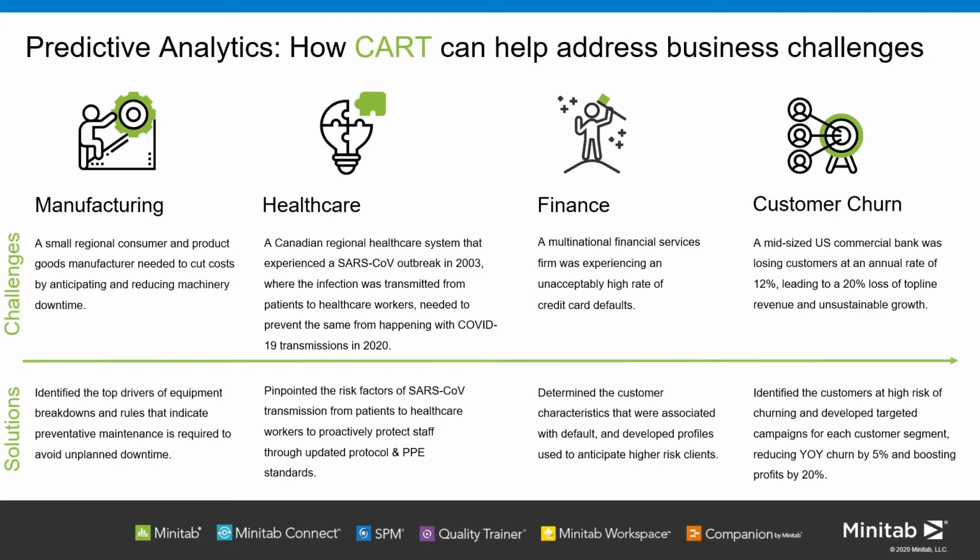We also have an example here from healthcare. This was a Canadian regional healthcare provider that had experienced some issues back in 2003 where infections were transmitted from patients to healthcare workers, and they needed a way to prevent that from happening again with COVID-19. So CART was used to pinpoint the risk factors of transmission from patients to healthcare workers. And this regional healthcare system was able to proactively protect their staff through updated protocols and PPE standards.